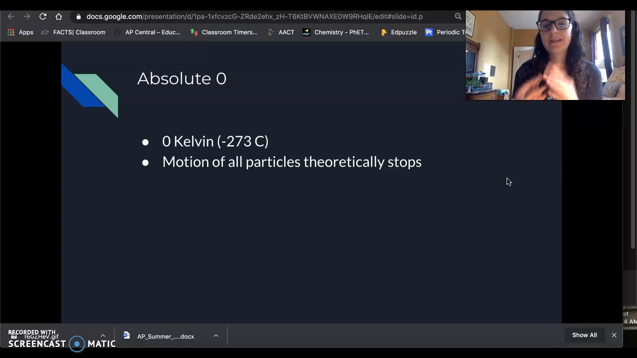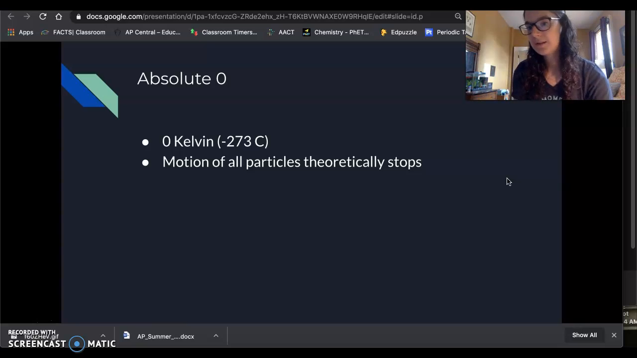So if you think about like 100 degrees Kelvin versus 200 degrees Kelvin, at 200 degrees Kelvin, those particles have twice as much energy as particles at 100 degrees Kelvin. So Kelvin is based on the motion of particles. Absolute zero is therefore 0 Kelvin, where the motion of all particles theoretically stops.